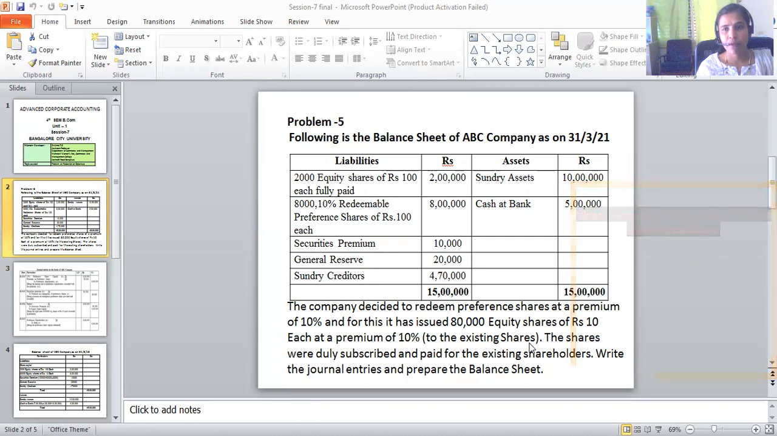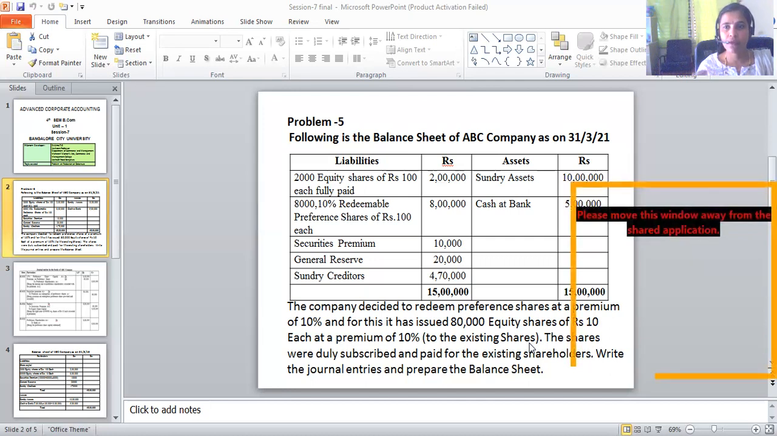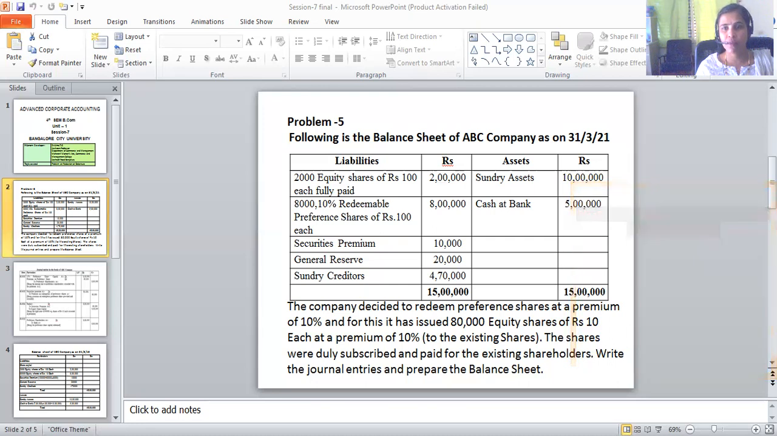a premium of 10%. Whenever you are paying the premium amount for the outgoing redeemable preference shares, you need to make it good by using the securities premium amount. If it is not there, the company resorts to getting the share premium amount by issue of shares at premium. That is why this particular arrangement is made by the company. The shares were duly subscribed and paid for by the existing shareholders. Write the journal entries and prepare the balance sheet.